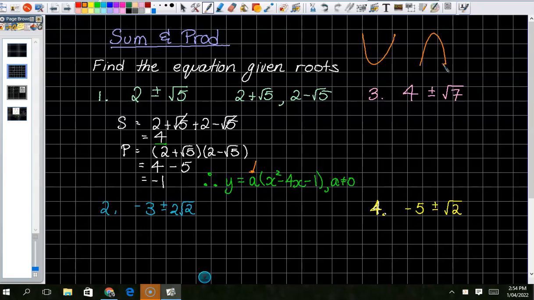If it's less than 1 but greater than 0, so like a half, a quarter, then it's wider. I'm making hand gestures, but people at home can't see. So that's why you must make sure that you stick the a in front and say a can't equal 0. And remind me why a can't equal 0.